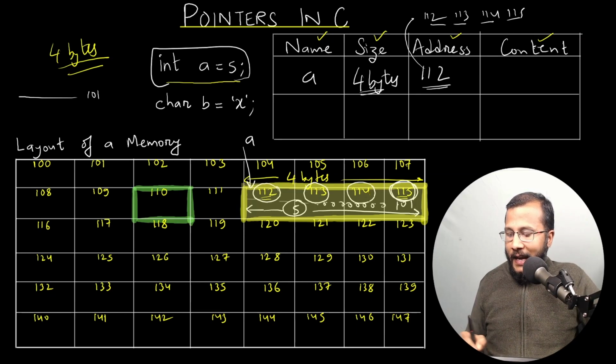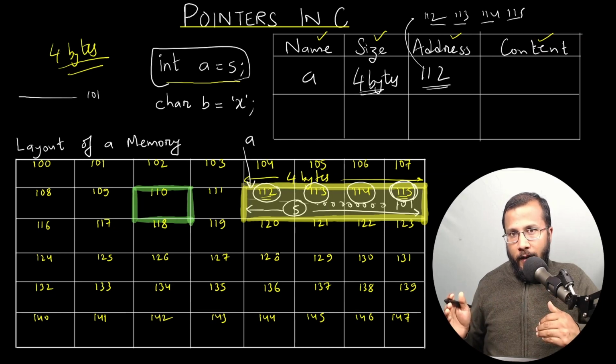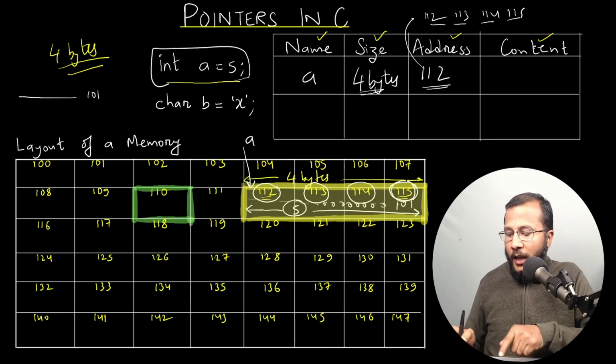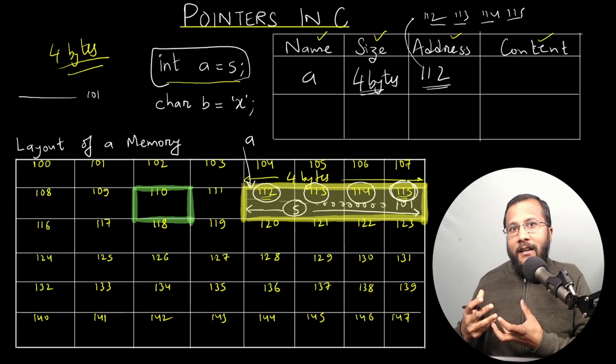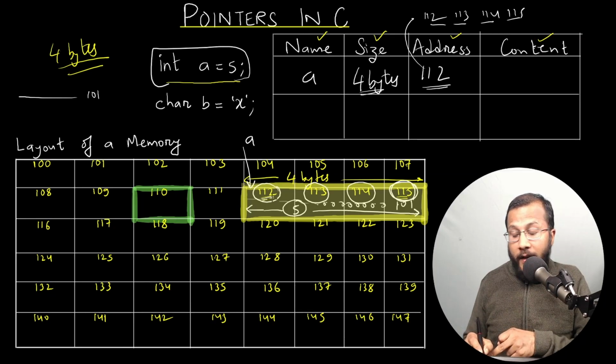Okay, now these addresses are fixed in the memory. And where is this variable going to be allocated? That's decided by the operating system. Here we are assuming that the operating system has stored this variable a starting from address 112.